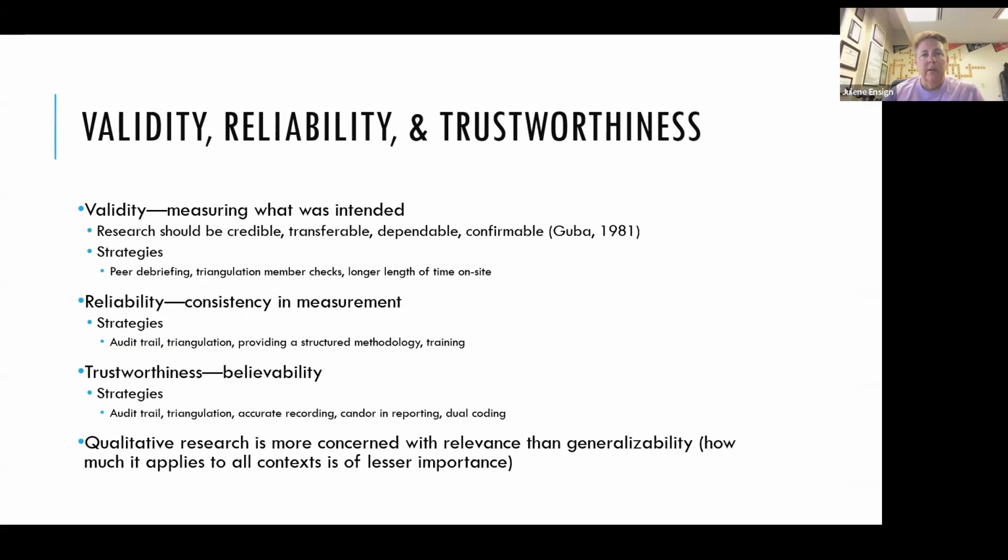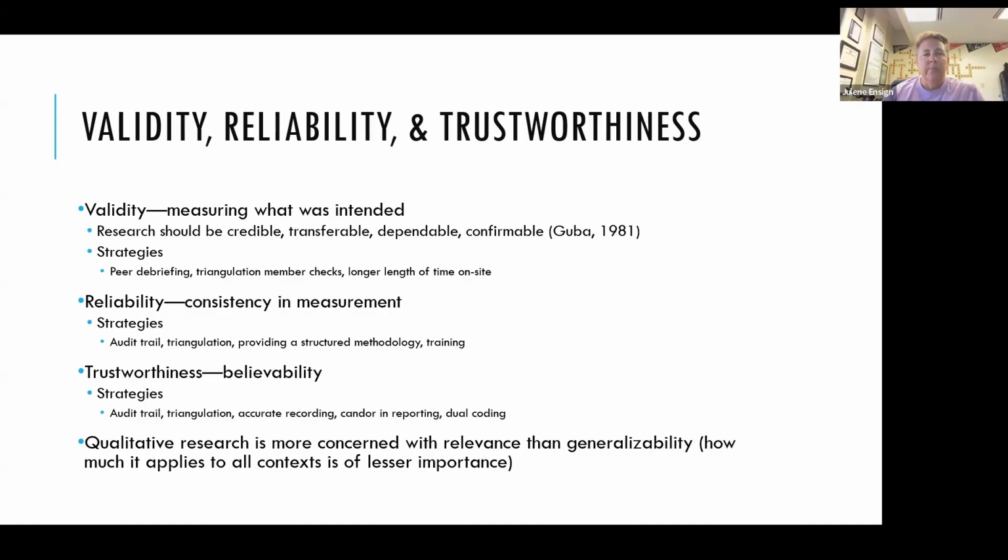Validity, we talked about this in module 1, means measuring what was intended to be measured. This research has to be credible, transferable, dependable, and confirmable. Those are the 4 tests for making sure that what we're measuring is valid.